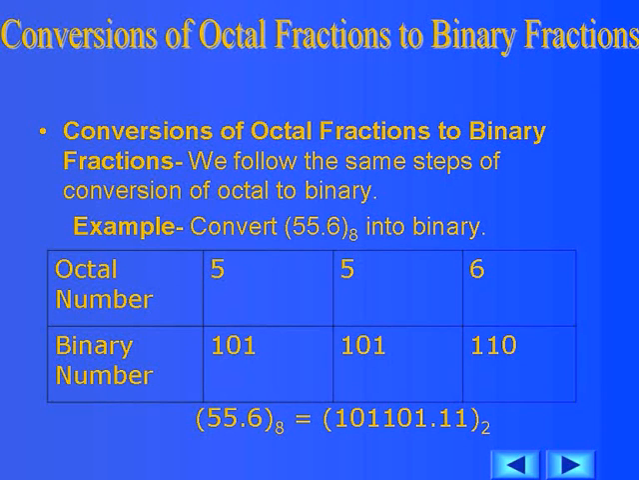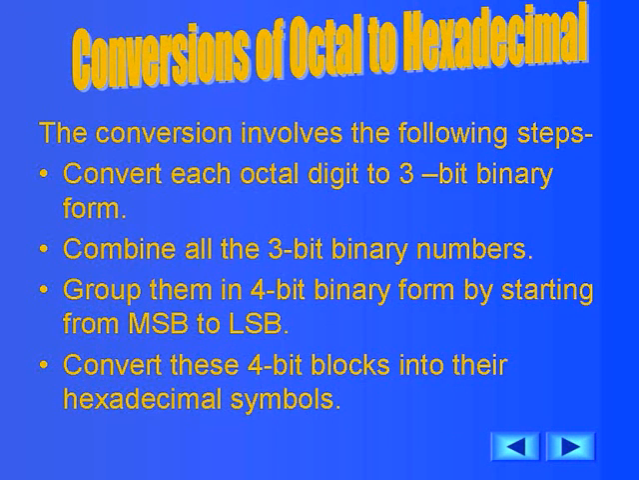Thus the number is 101,101. Conversion of octal fractions to binary fraction. We follow the same steps. So convert 55.6 into binary. 6 is equivalent to 110. 5 is equivalent to 101, 5 is further equivalent to 101. Thus the number is 101,101.110, or we say it's 101,101.11.